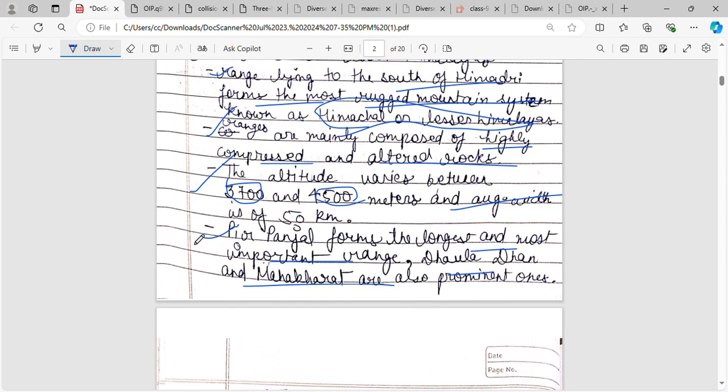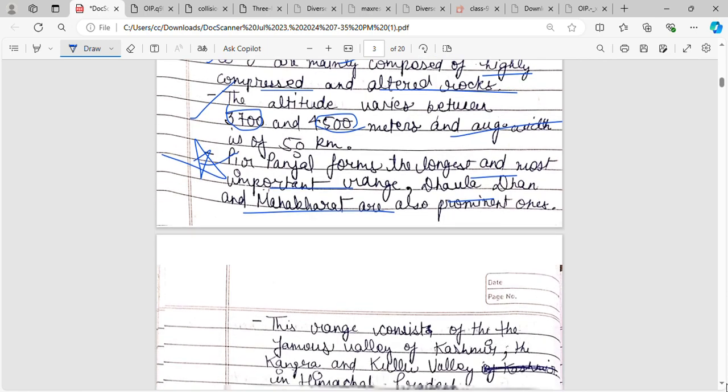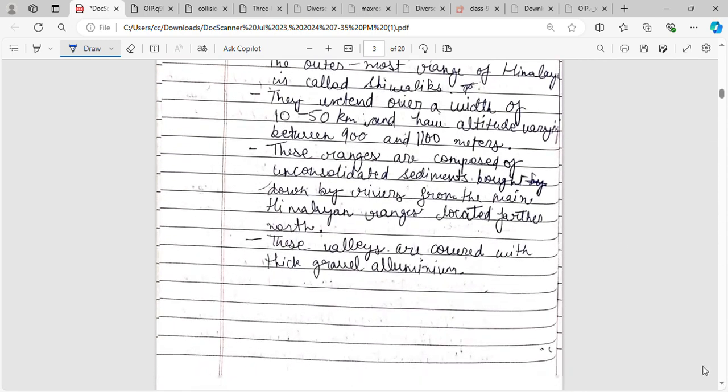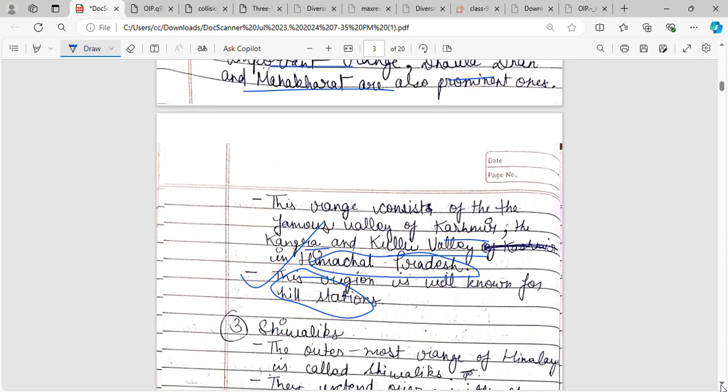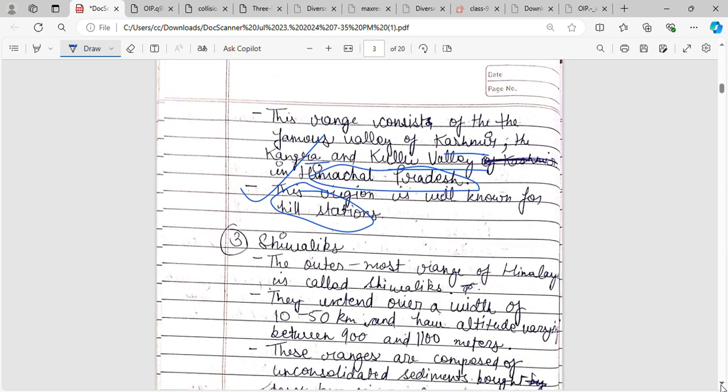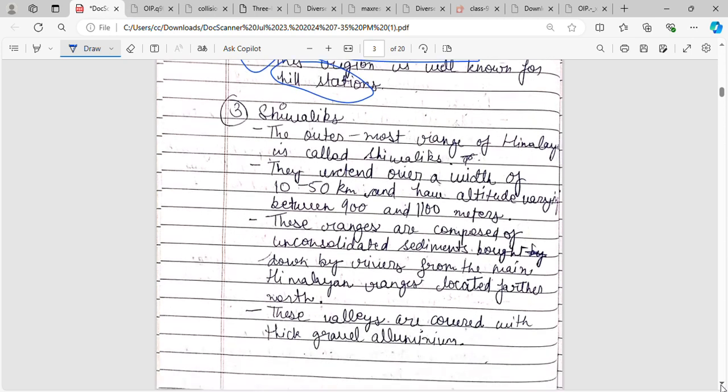Remember, this point is actually very important. You should know this. This range consists of the famous valley of Kashmir, and the Kangra and Kullu valleys in Himachal Pradesh. This region is well known for hill stations. We all know how famous Kashmir and Himachal are for their hill stations.